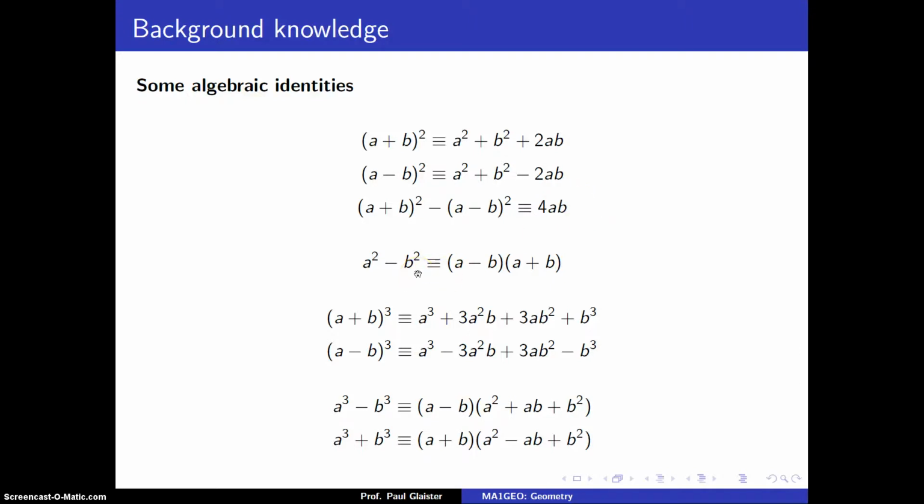This is just the difference of two squares. For the remaining ones we're talking about power 3. So here we've got the sum cubed, the difference cubed, and this is just the binomial expansion. And then finally, the difference between two cubes and the sum of two cubes can be factorized. Again, so long as you're aware that when you have the sum of two cubes or the difference of two cubes, you can factorize them and use these formulae. You can just look them up.